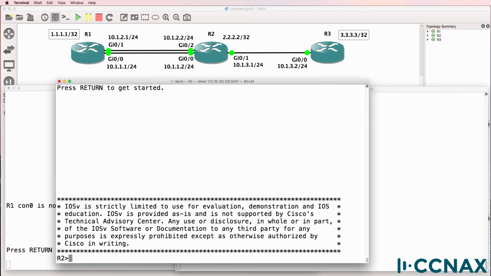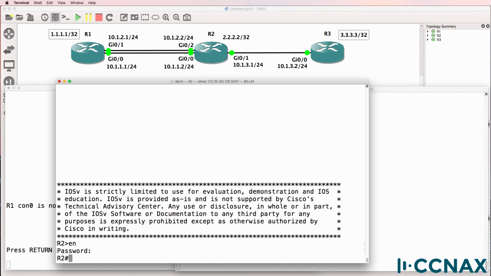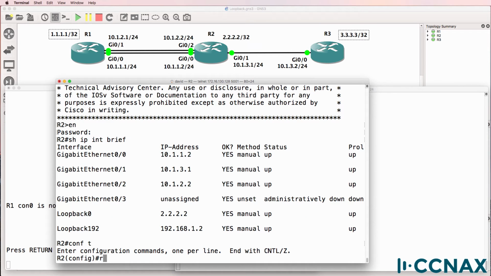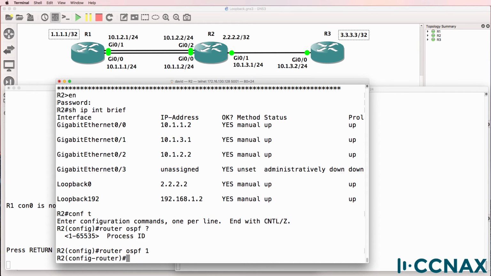So on these routers, show IP interface brief. I've configured loopback 0 with this IP address, and I've also configured loopbacks on each router. So router 1 is 192.168.1.1, router 2 is .2, router 3 is .3. Now, why is that important? It's important for routing protocols. So when we enable a routing protocol such as OSPF, it selects a router ID for itself.